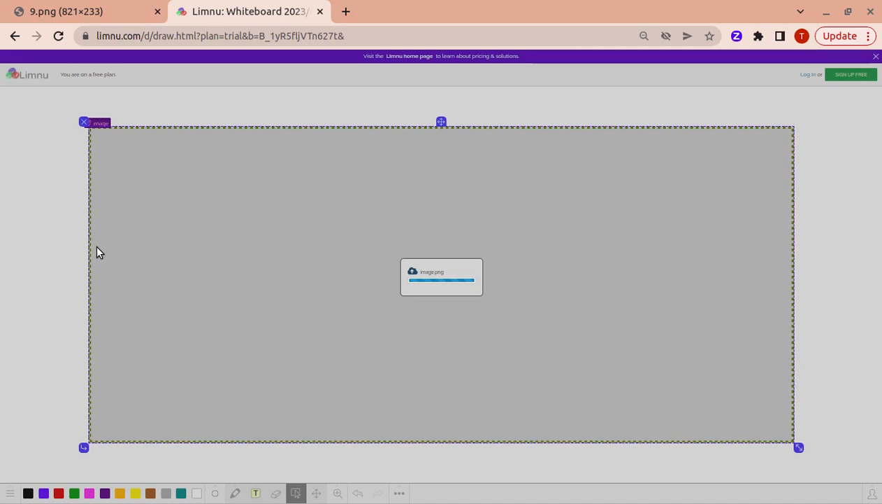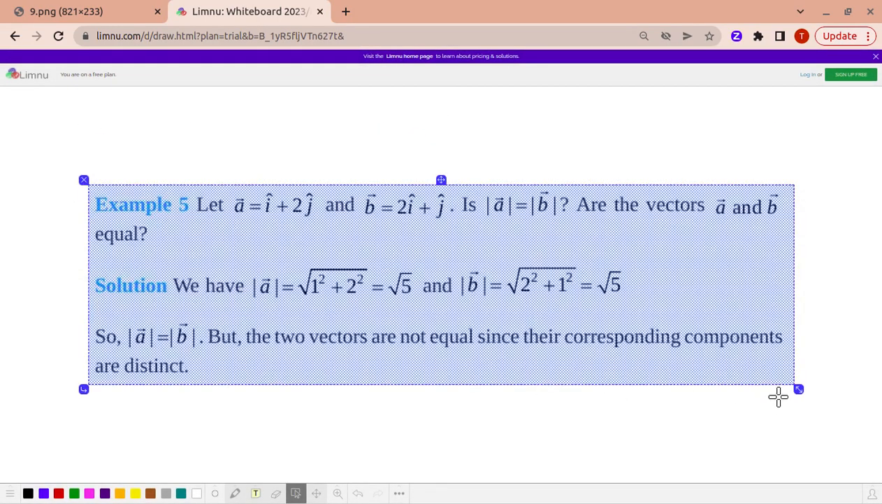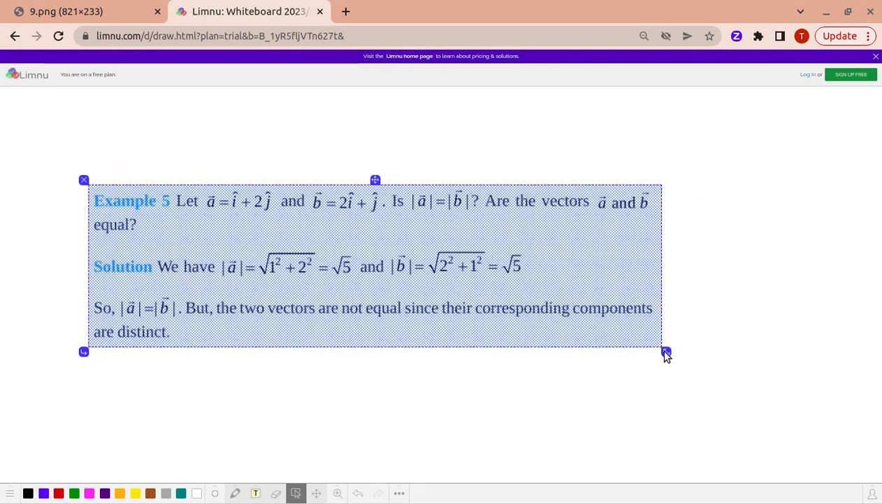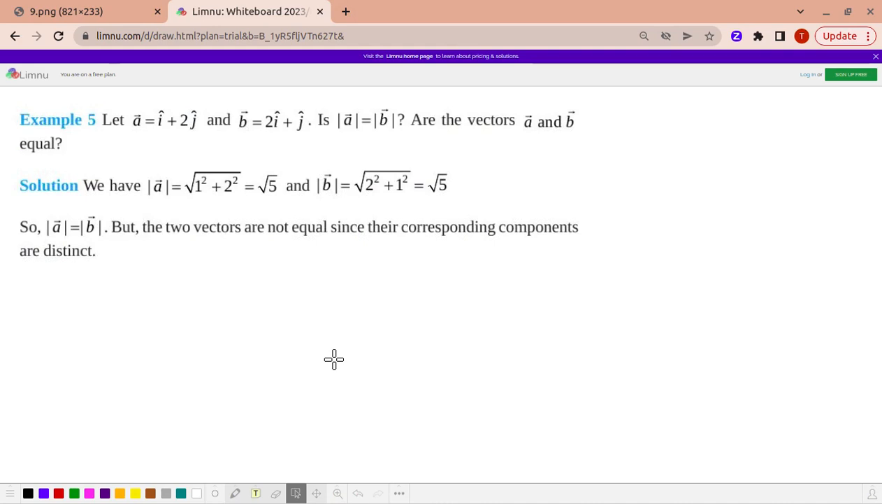So dear students, let me read out the question first and after that I will explain. Let A be the vector i cap plus 2j cap, and B be the vector 2i cap plus j cap. Is mod A equal to mod B? And the second question: are the vectors A and B equal?